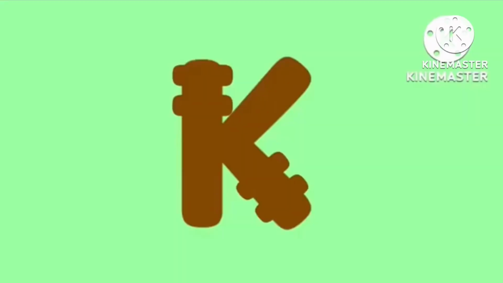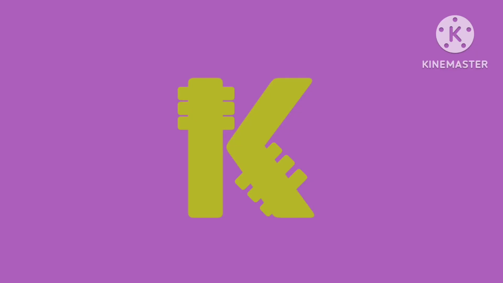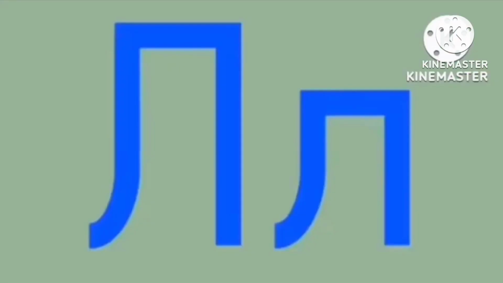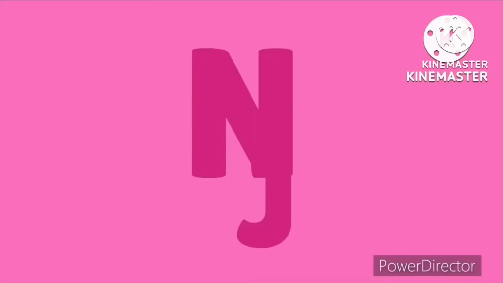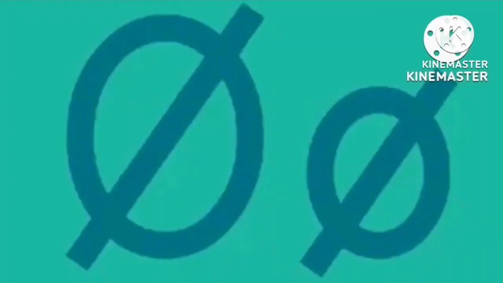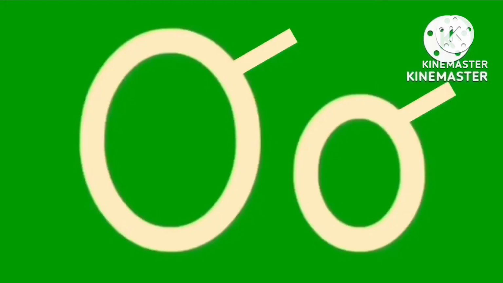K. Lambda. L with bar. L with double bar. Broken L. Broken L. Broken L. A with line. A with thorn. O with four lines. Omega.